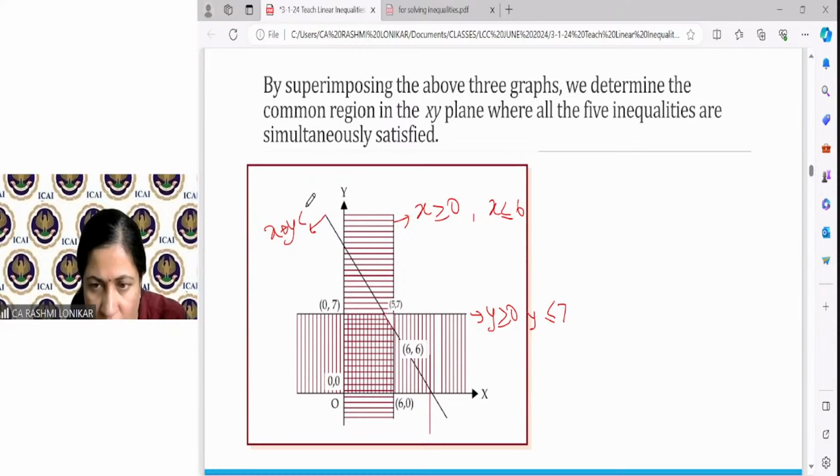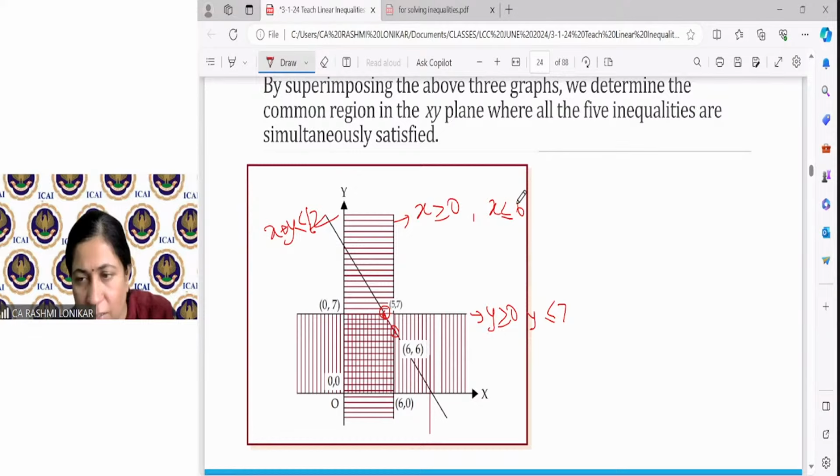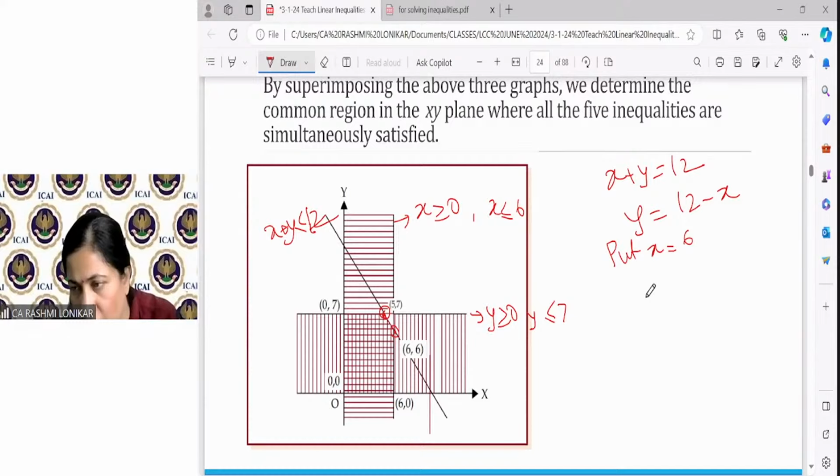These are cutting each other here. So I must find these values. So what is the value of x here? 6. So I have x plus y is equal to 12, or y is equal to 12 minus x. So put x is equal to 6. When I put x is equal to 6, I will get y is equal to 12 minus 6, which is equal to 6. So what is the pair of points? 6, 6. So this is the pair of points, 6, 6.